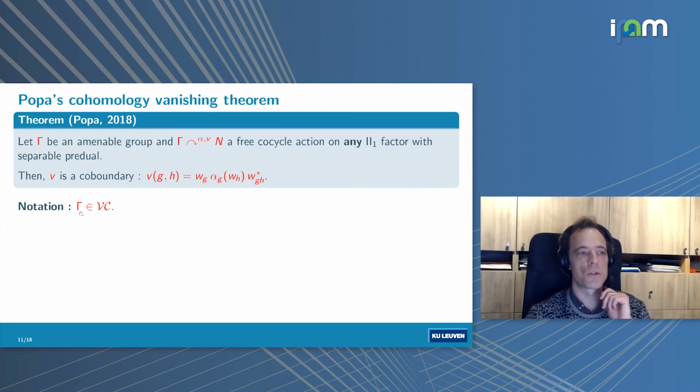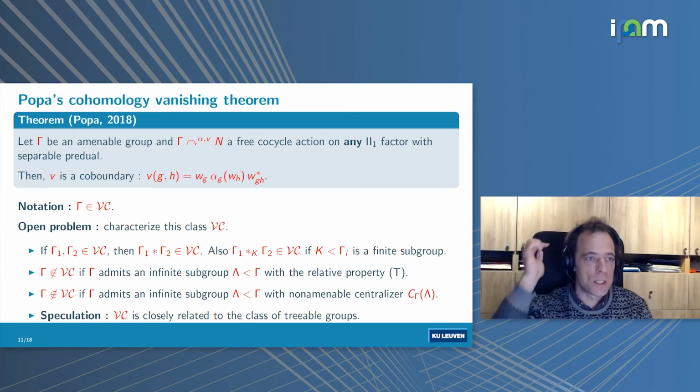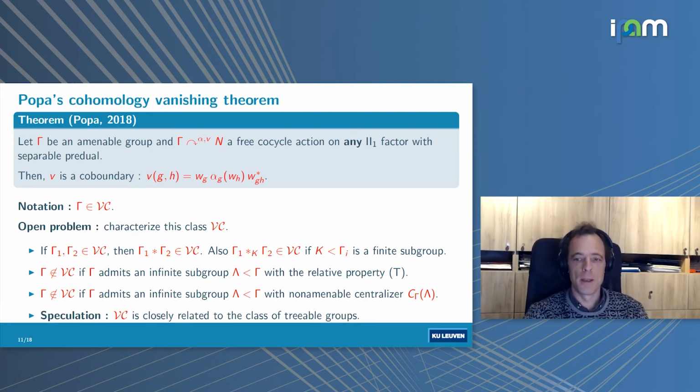And Sorin introduced this class called VC, vanishing cohomology. So groups having vanishing cohomology are those groups gamma for which any free cocycle action has the cocycle being a coboundary, so it can be perturbed to a genuine action. Now, this is very interesting, and there are many nice open problems around this cohomology vanishing problem, because it's highly unclear how this class VC looks.